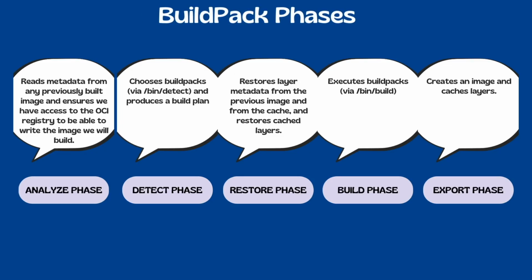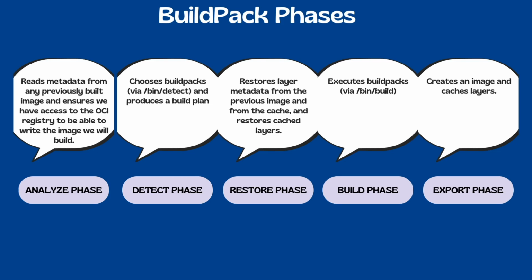First is the Analyze phase. This phase reads metadata from any previously built image and checks access to the OCI registry, making sure we can write the image we are about to build. Second is the Detect phase. Here buildpacks are selected through a process called /bin/detect, which also produces a build plan tailored to your app's needs. Third is the Restore phase.